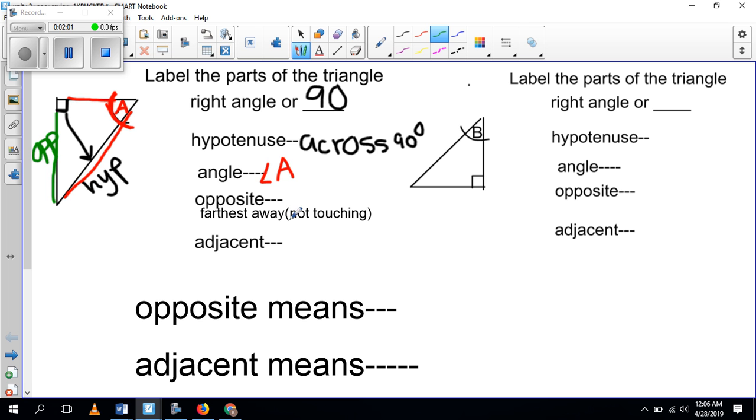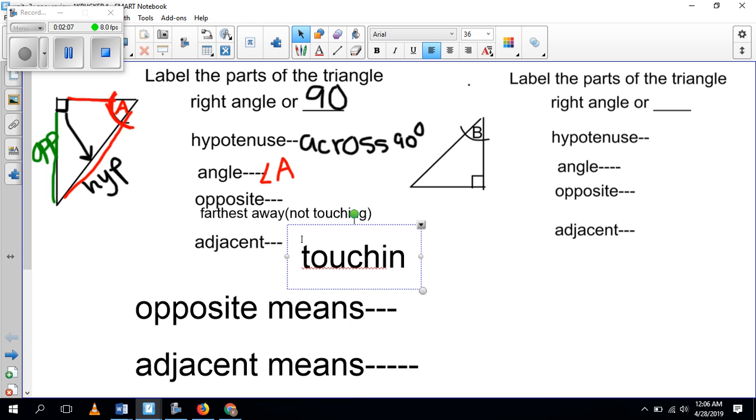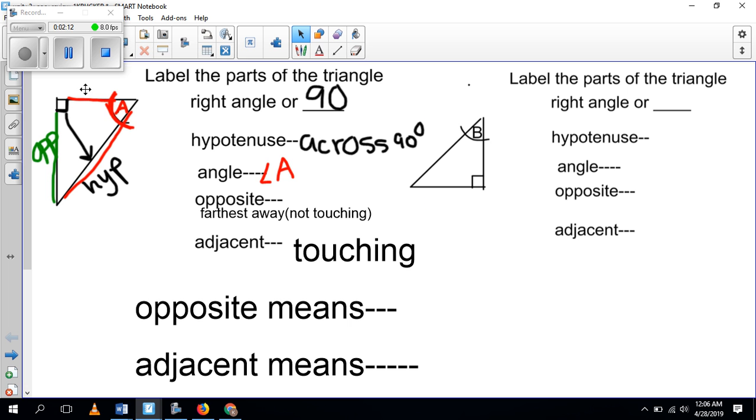My adjacent side is obvious: the other side that's touching the angle. So my adjacent side will be right here. I'm abbreviating these: opposite OPP, hypotenuse HYP, and adjacent ADJ. That's the first step in doing this: it's always labeling. If you want to try the next one, just pause the video and try it, but I'm going to go over it.